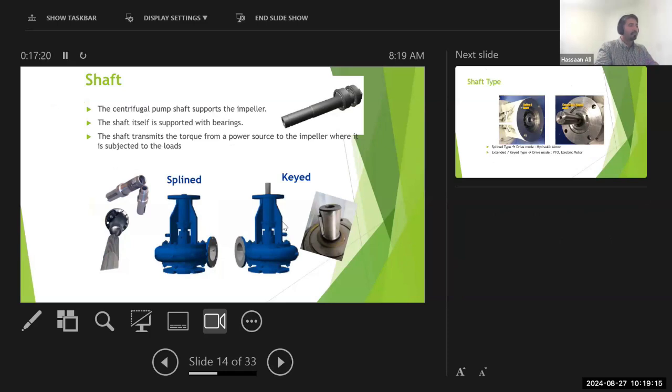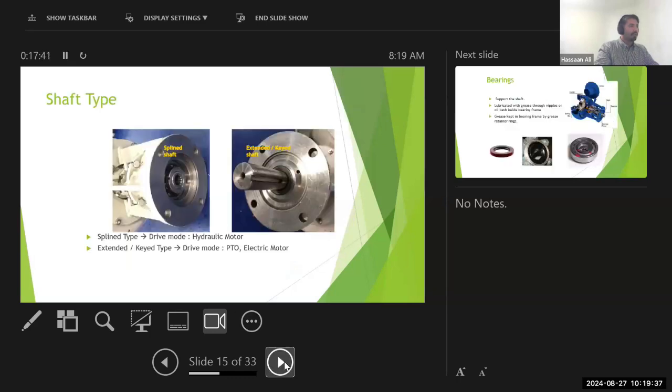There are some other functions that the shaft performs as well. It not only supports the impeller, it also provides the support to the bearings. It ensures that the pump is running in a smooth manner. There is no noise, there is no vibration. And it transfers the torque from the power source to the impeller so that you can actually perform your work.